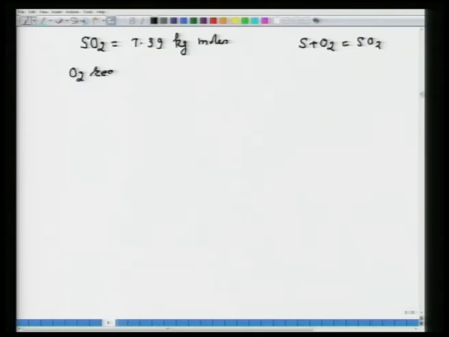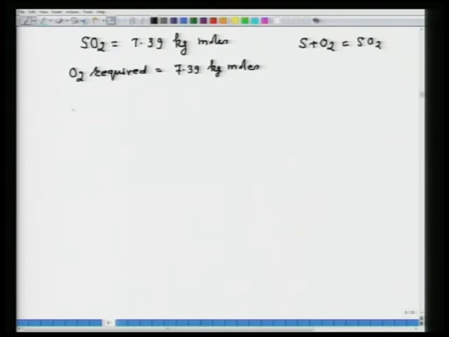So, therefore, SO2 would also be equal to 7.39 kg moles, because you know S plus O2 is equal to SO2. Now, O2 required for this will also be equal to 7.39 kg moles.